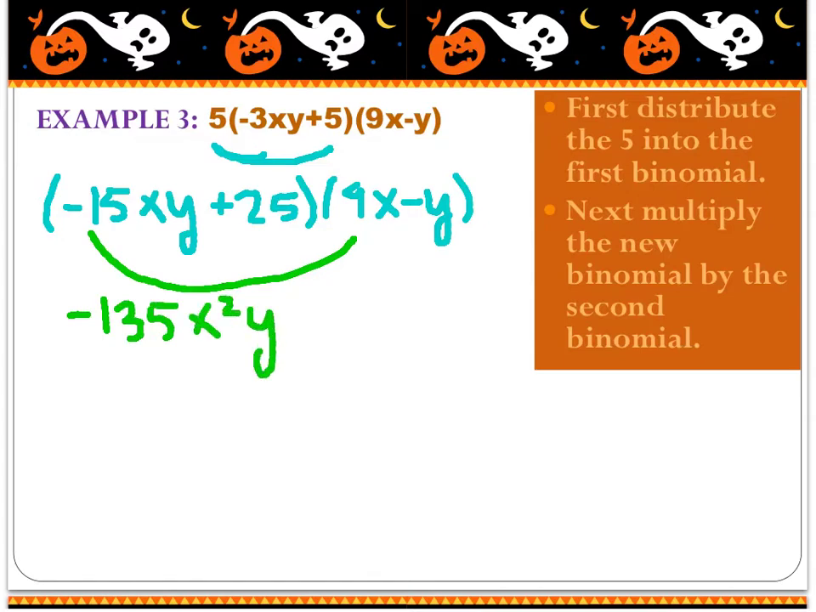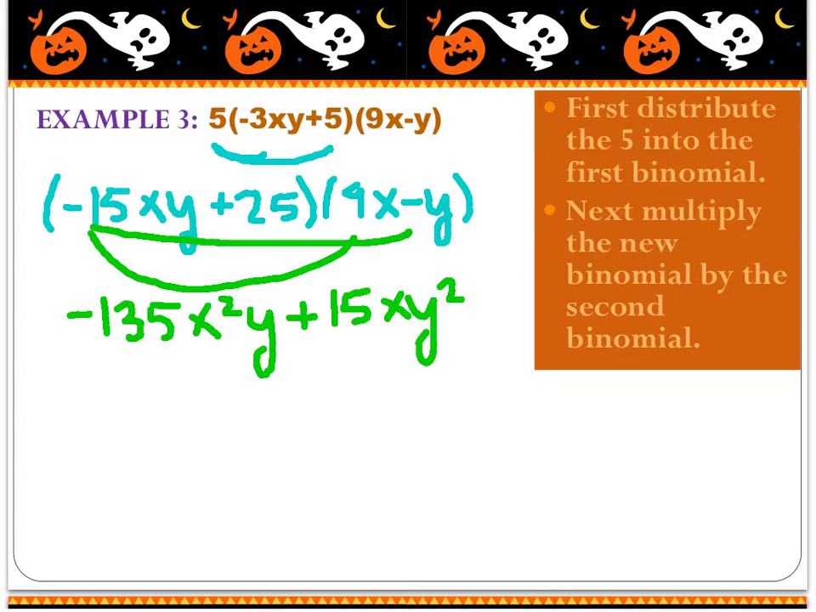And then negative 15y times y, which will give me a positive 15xy squared. Okay, notice that. So y times y gave me y squared. X times x gives me this x squared.